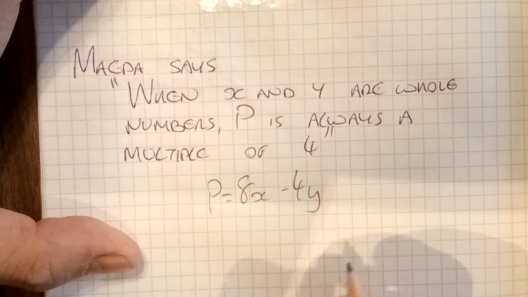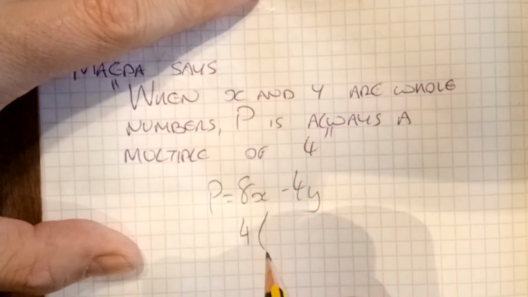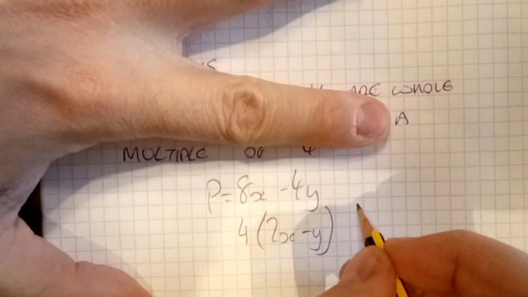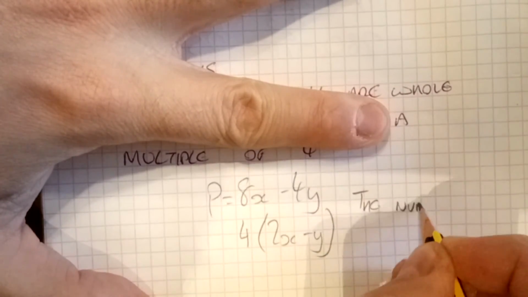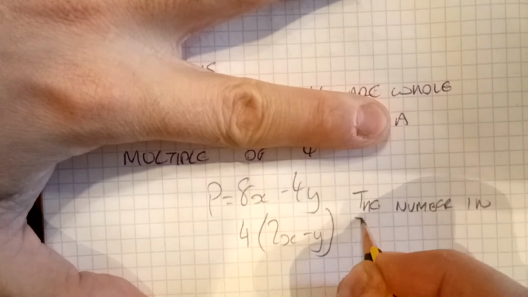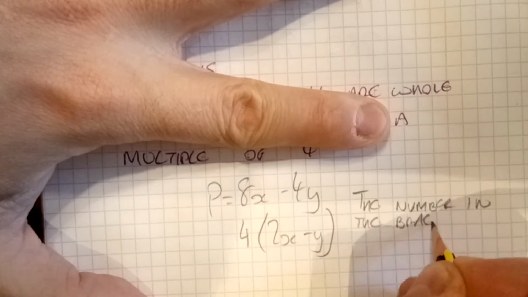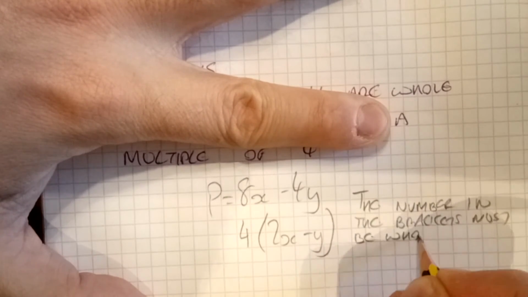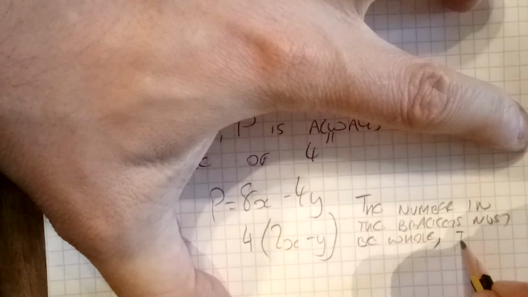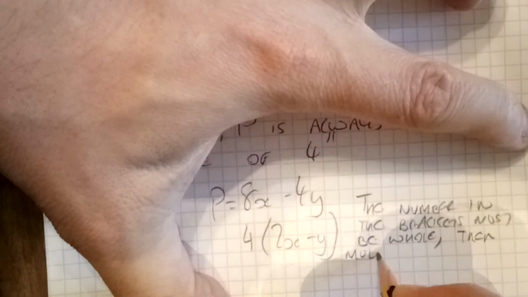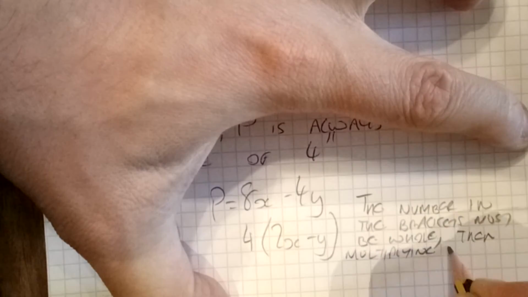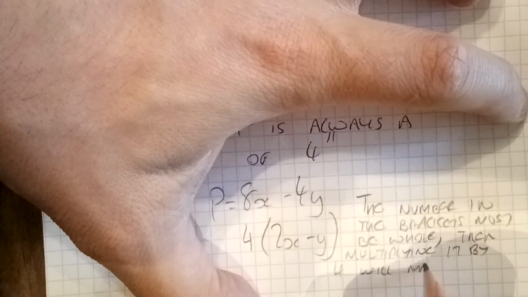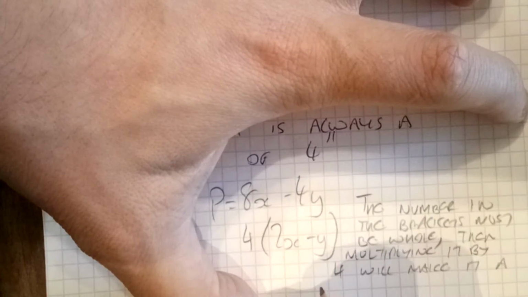Now, the best way to do this is really to factorise. And I can factorise 4 out of both to give me 4 times 2x minus y. So I can say the number in the brackets must be whole. Then multiplying it by 4 will make it a multiple of 4.